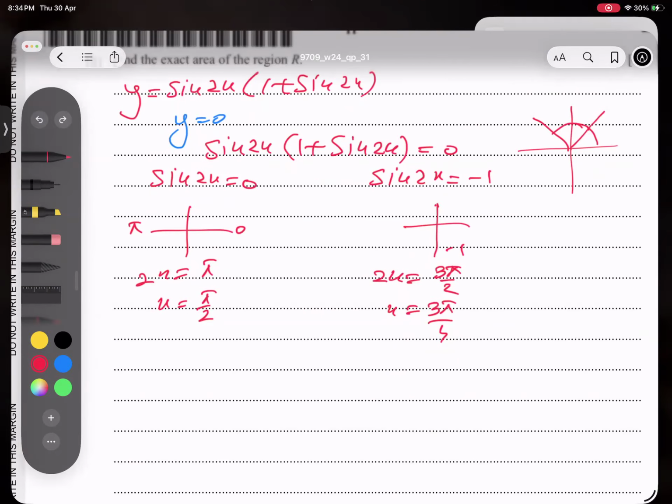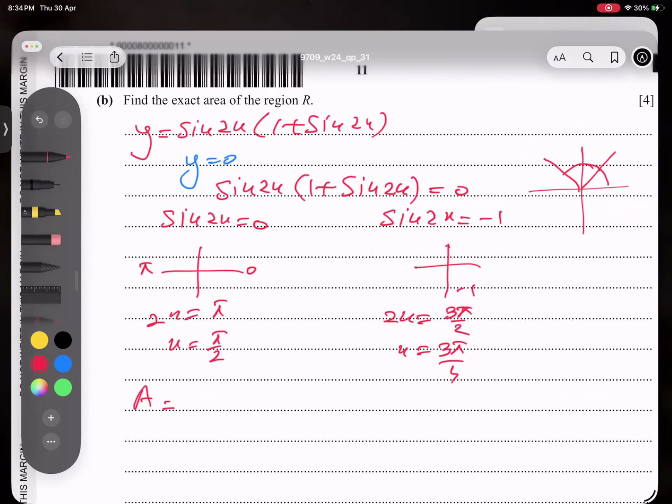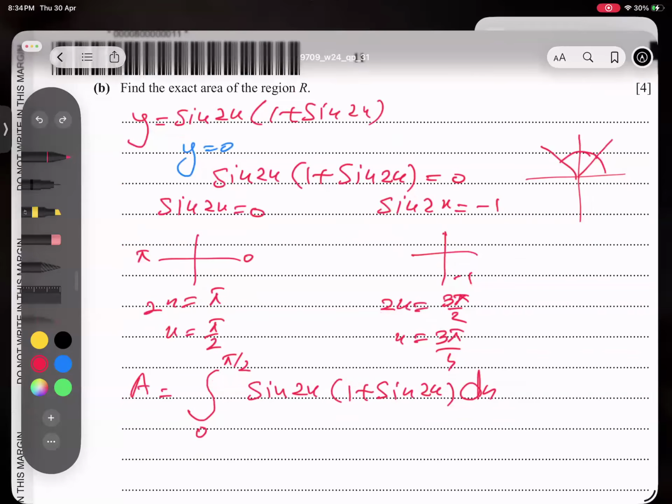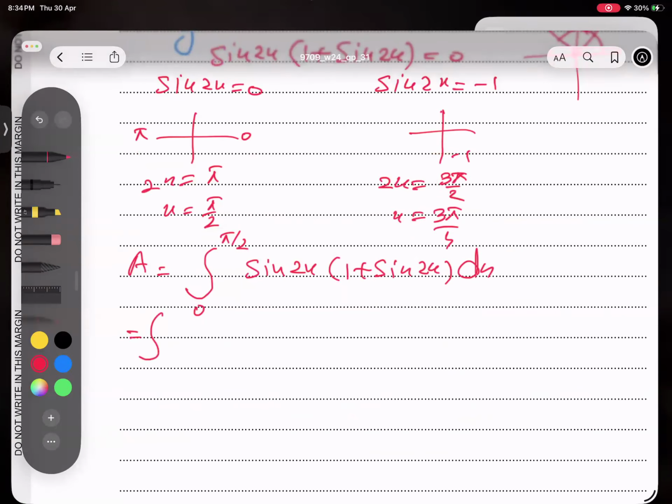And now, students, I'm going to solve this integration. How can we do it? How to get the area? The area is the integral from 0 to pi by 2, and this complete equation I'm copying here, which I copied from here. Now, students, what to do onwards? I will multiply inside, 0 to pi by 2. So I'm getting sine double x plus sine square double x.